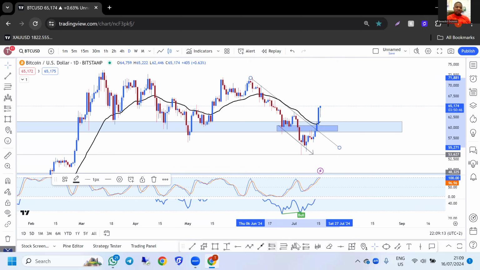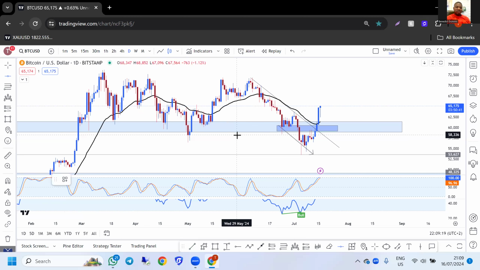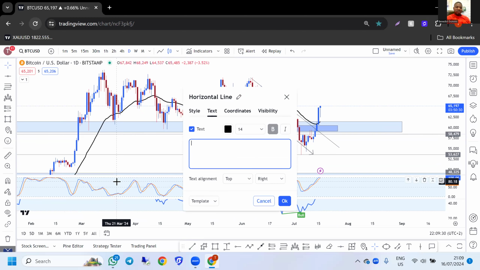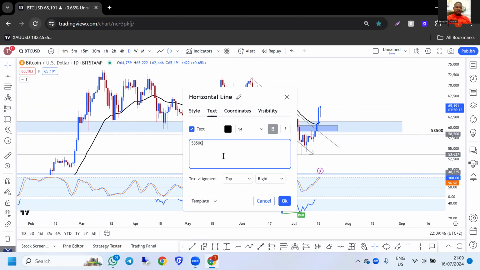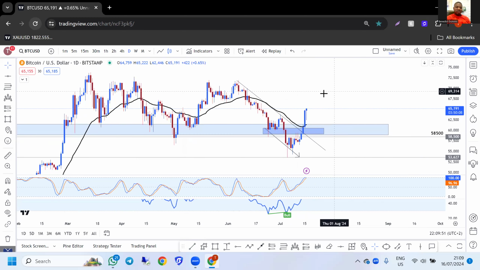And like I said before, Bitcoin respects week. This week here, don't be surprised that market will come down to test it. So I'm going to mark it. And it's a trend line also. So we're going to name it 58,500. Okay. Then I'm going to label it 58,500. All these places are where I will look out for to buy Bitcoin.